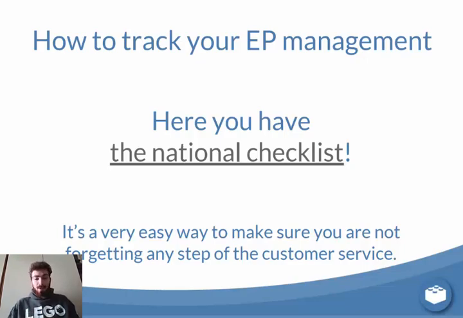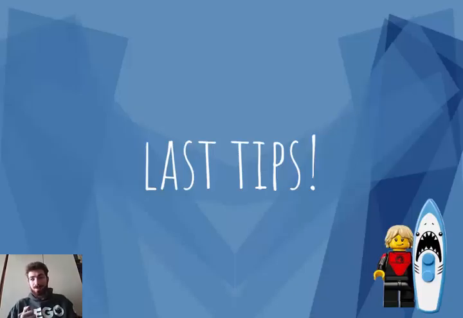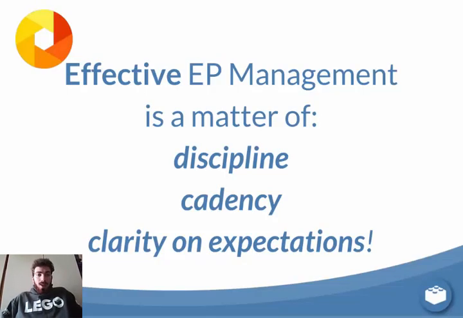So, if you went through the checklist, I just have some last tips for you regarding EP management. The first one is that effective EP management is a matter of discipline. It means that you have to be constant and reliable in all of your actions. You must understand what your routine as EP manager is, what is required for you to do, and then execute that, and be accountable on the checklist for any of the steps that EP management requires.